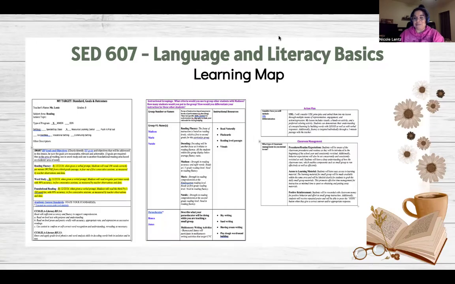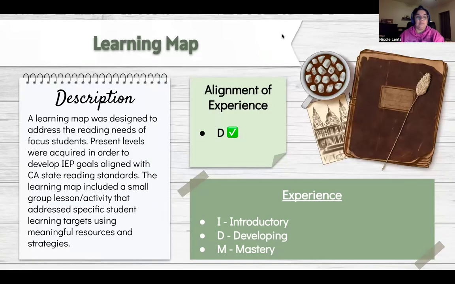The next artifact is from SED 607, Language and Literacy Basics. It is another learning map. A learning map was designed to address the reading needs of focus students. Present levels were required in order to develop IEP goals aligned with California state reading standards. The learning map included a small group lesson, an activity that addressed specific student learning targets using meaningful resources and strategies. This artifact reflected a D for developing experience.